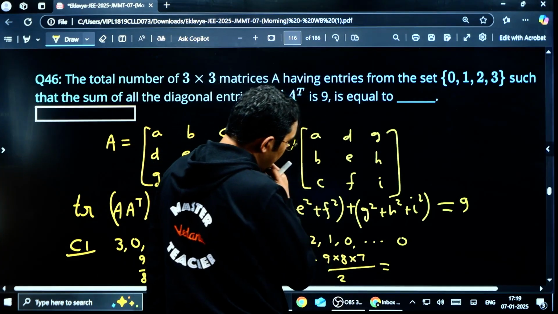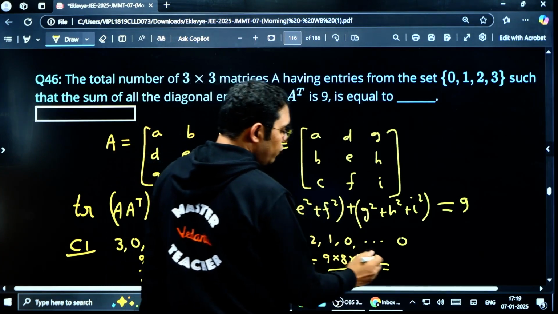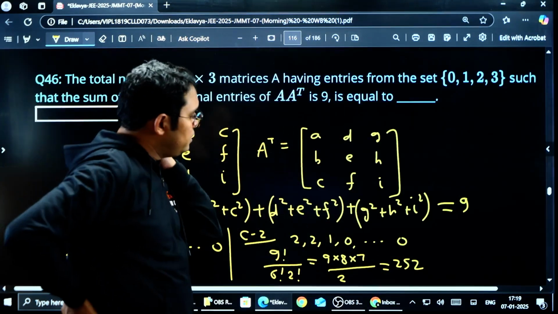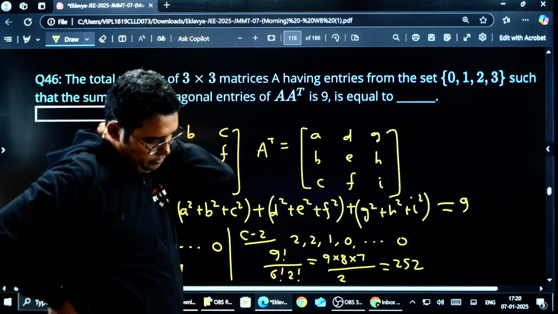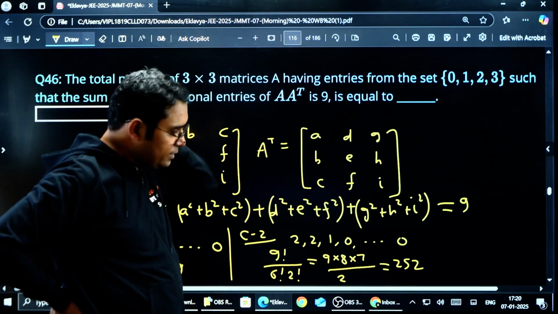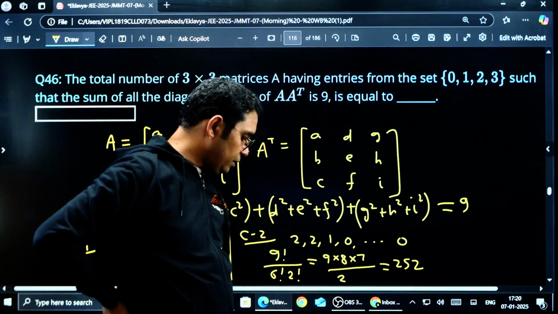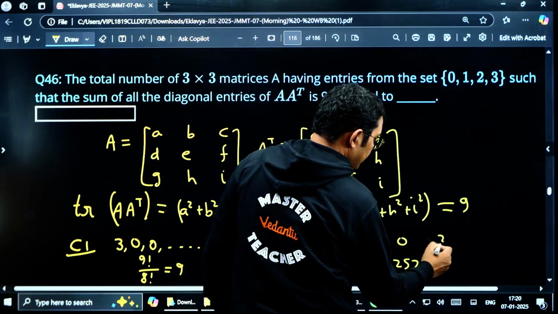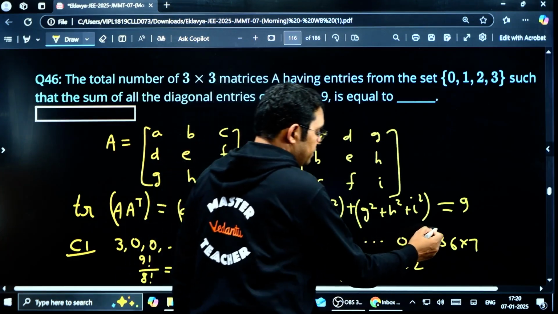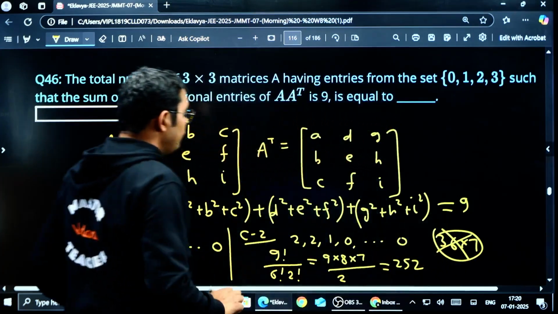36 into 7, how much? Is it 252? 9 into 8 is 72. 72 by 2 is 36. 36 into 7, yeah, 252 is right. Okay, 252 is right.